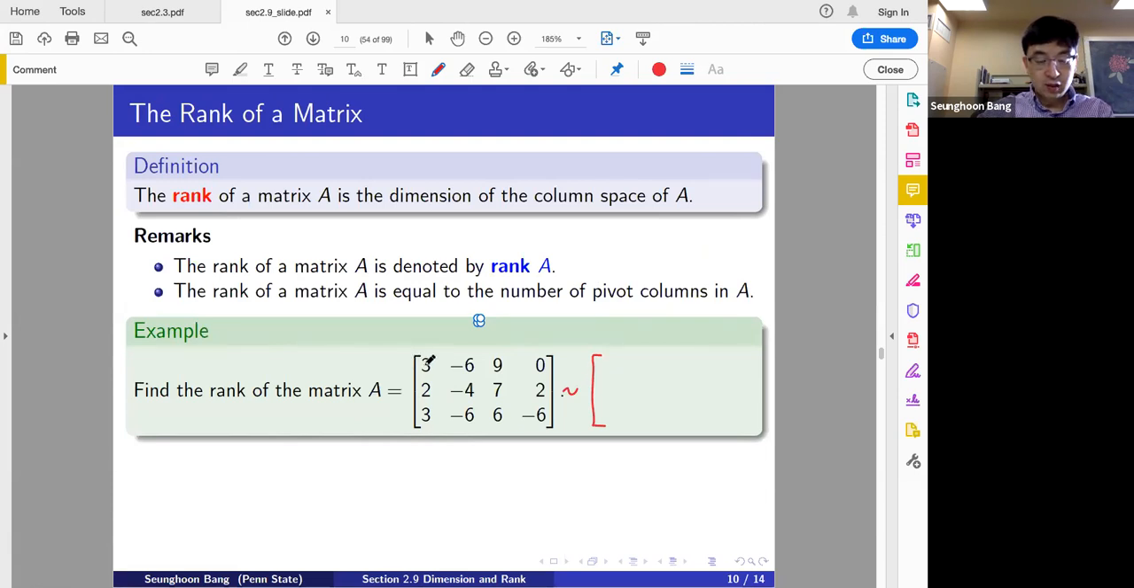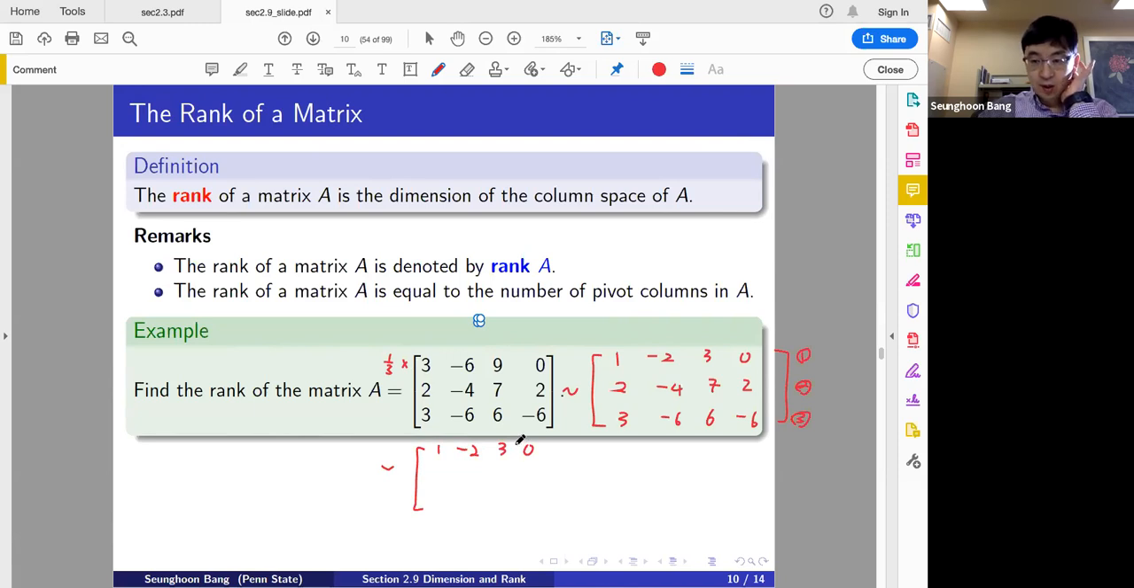The first row starting with 3 is not good. I can change it to 1: you take the first row times 1/3. So we have 1, -2, 3, 0. The second row is 2, -4, 7, 2. The third row is 3, -6, 6, -6. Now you can keep the first row, 1, -2, 3, 0.